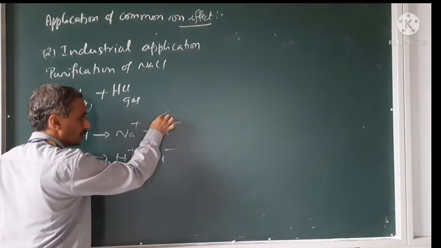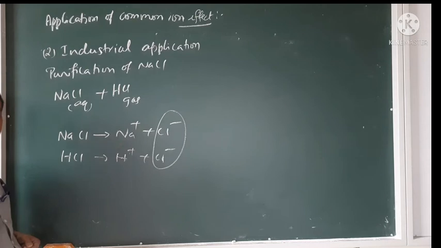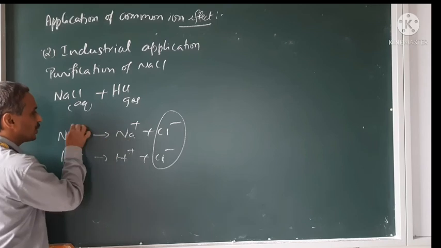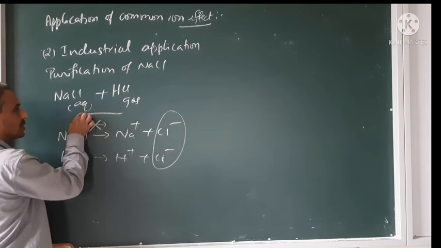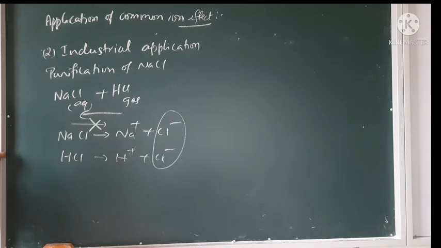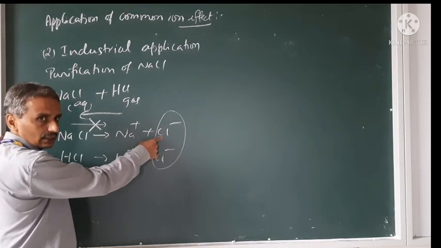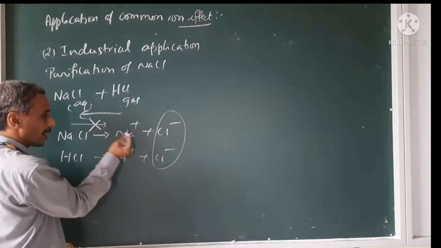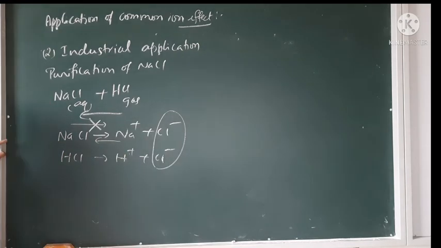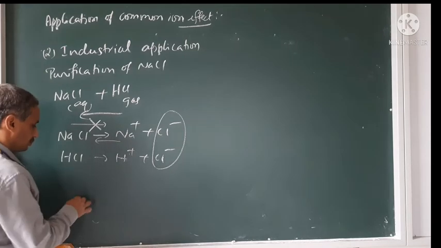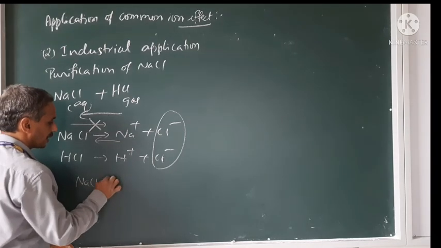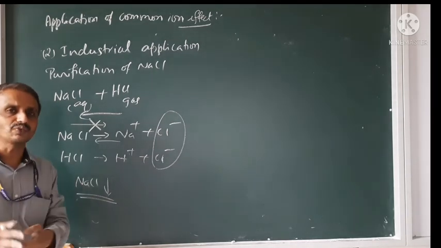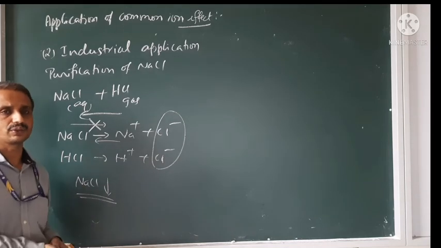See, what happens here? Let's say common ion effect. When this common ion is there, the dissociation of NaCl will be suppressed, means the backward reaction will be favored. Because Cl minus is increasing, I am applying a constraint in the form of product addition. So the backward reaction, to the left, is favored. Now NaCl from the solution gets precipitated, means solid NaCl formation will be more compared to its ionization in water.